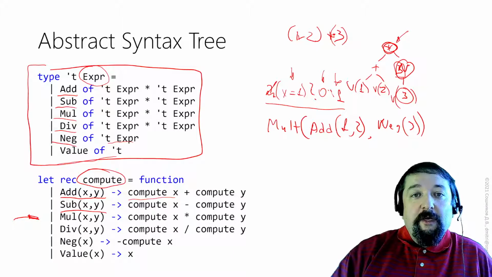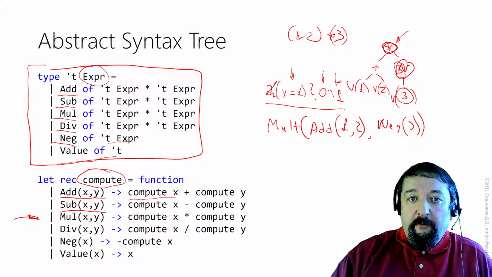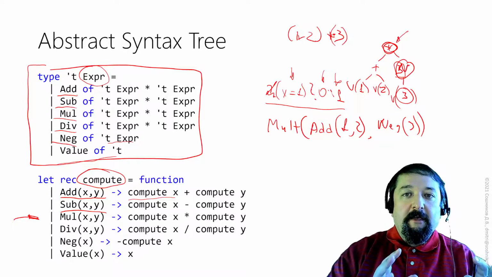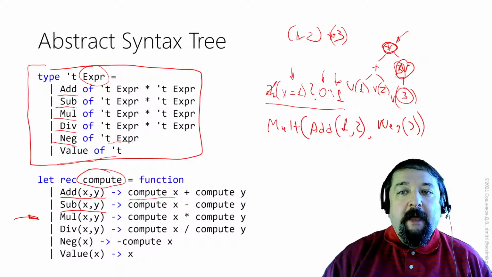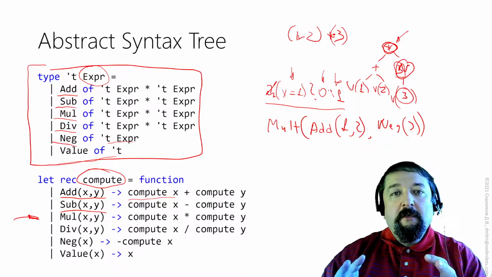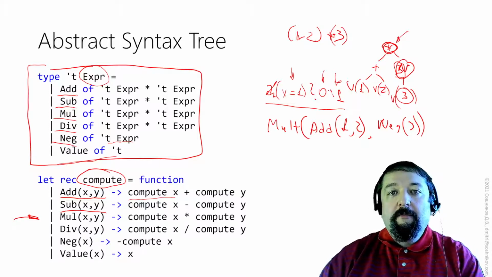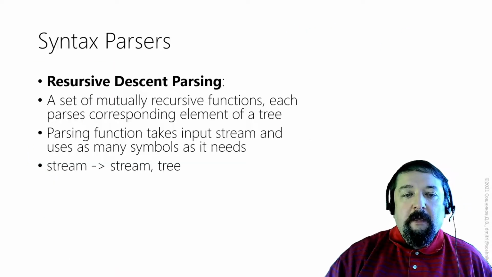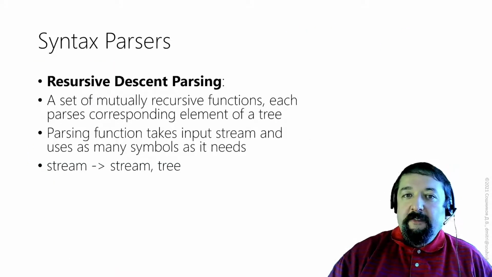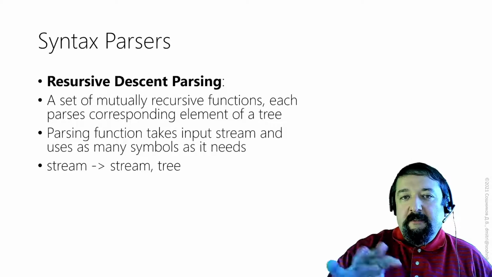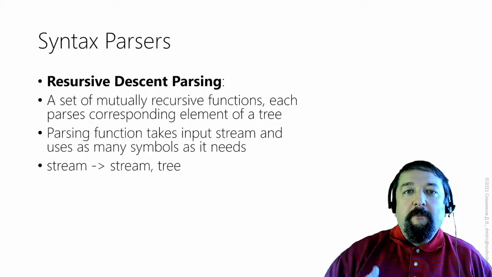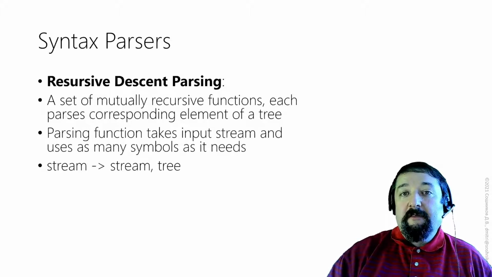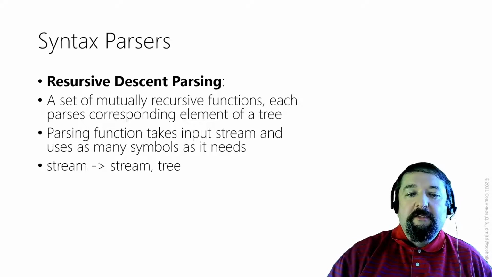So that is one of the ways to build a compiler. First of all, we need to translate from text into the abstract syntax tree, and then from the abstract syntax tree, we can either compile it or interpret it, similar to this compute function. Now let's think about the first part of this process. How can we parse a text into a tree? For example, how can we parse the expression into the abstract syntax tree?